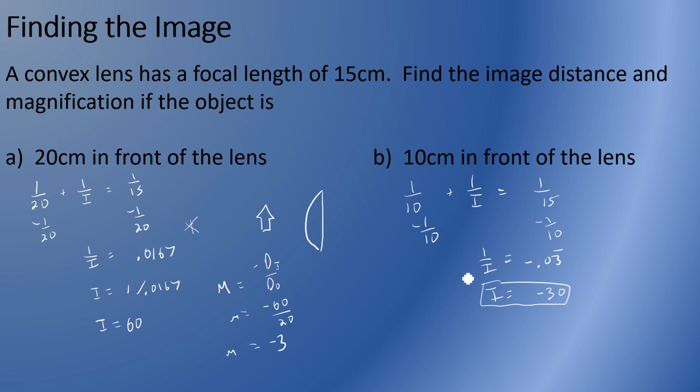So now we're appearing behind the lens. And our magnification then is going to be 30 over our object distance, which was 10. So this time a positive 3.